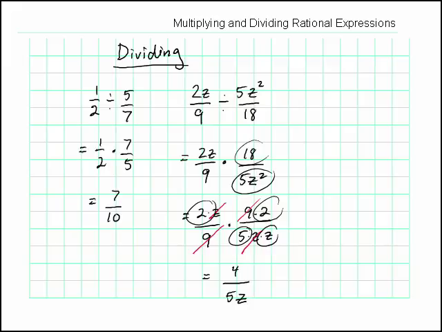4 over 5z. Here's another one like that. 16k squared over 5 divided by 3k over 10. Flip over the second fraction. That's now a 10 over 3k.